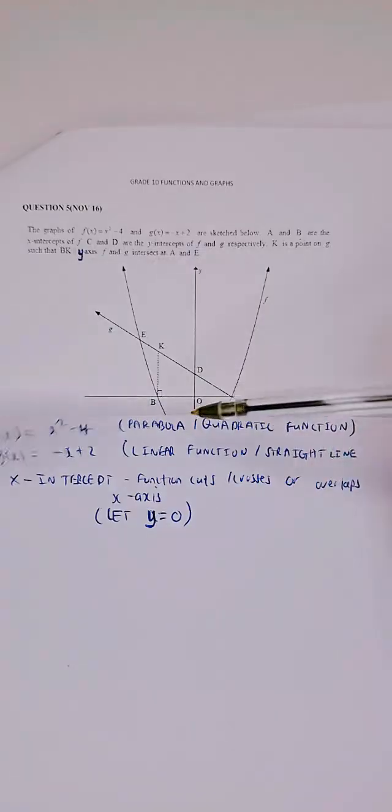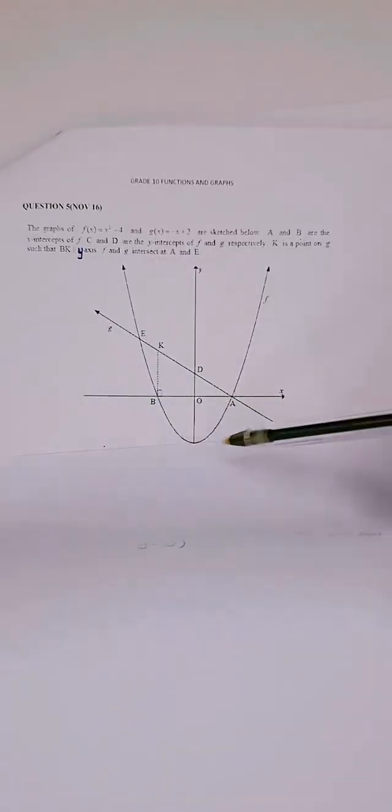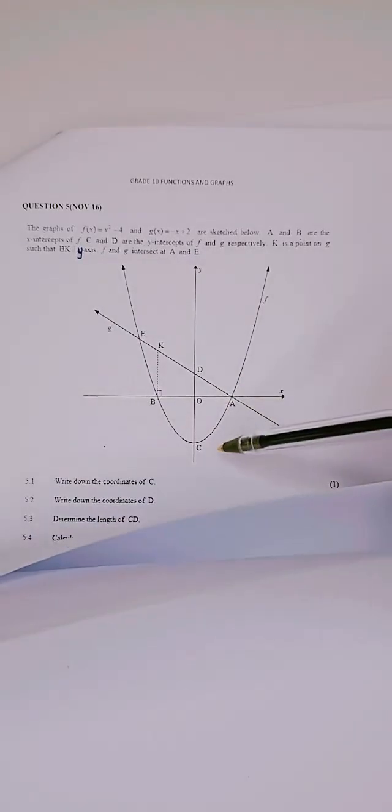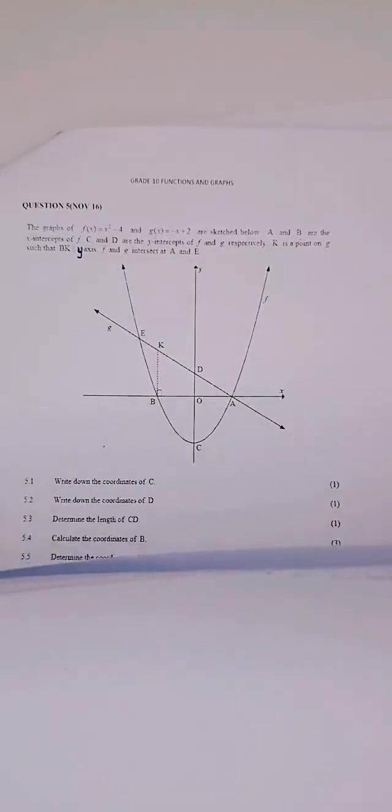C and D. Where's C? There is C. Where's D? There is D. We're told that C and D are the what? The y-intercepts. What are they? The y-intercepts. So what is y-intercept?